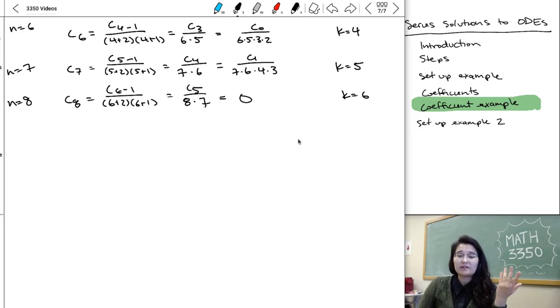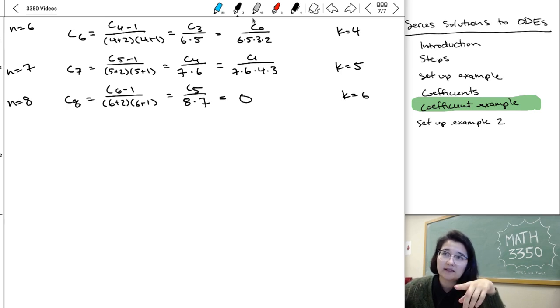So hopefully now you're starting to see that I have a pattern to my coefficients. I have one that depends on C0. I always multiply two numbers on bottom to whatever I had before. Like here, I would skip 7, and then I would move up and I would multiply 8 and 9.